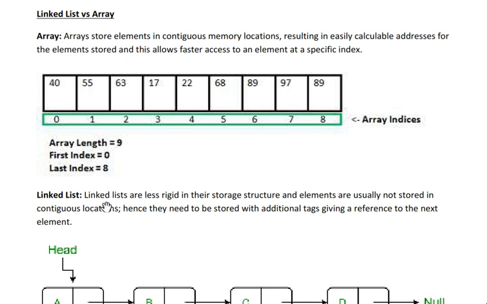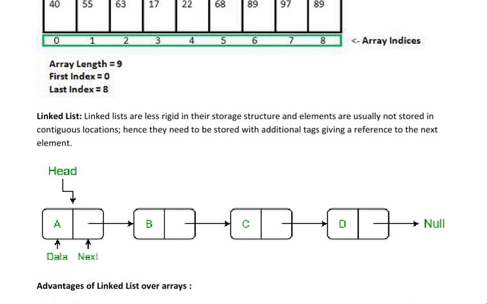And what are linked lists? Linked lists are less rigid in their storage structure. Elements are usually not stored in contiguous locations. Hence, they need to be stored with additional tags giving a reference to the next element. So here, 8 bytes are being stored, then 8 plus 8, like that. Two memory positions are used: one is data and the other is next, which is the address of the next location.